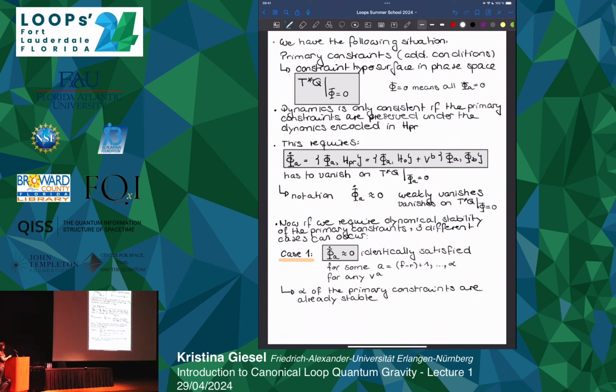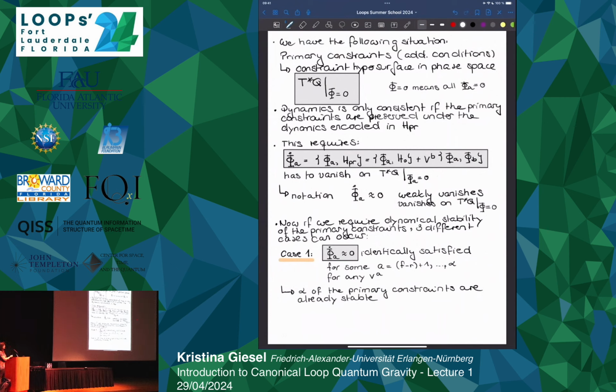And this gives a condition on the primary constraints, on their stability, and there can basically occur three different cases. If you check this condition, it could be that this is identically satisfied, and satisfied means weakly, and weakly means it should vanish up to constraints which are already in your system.